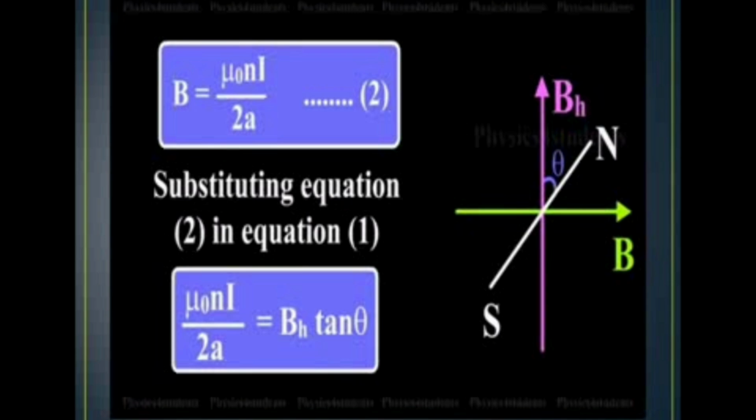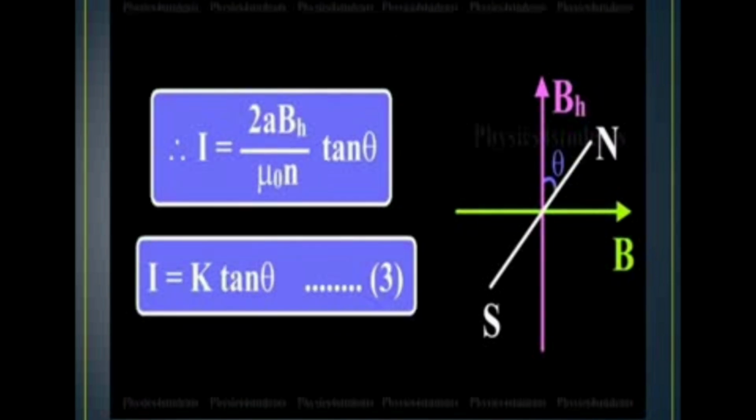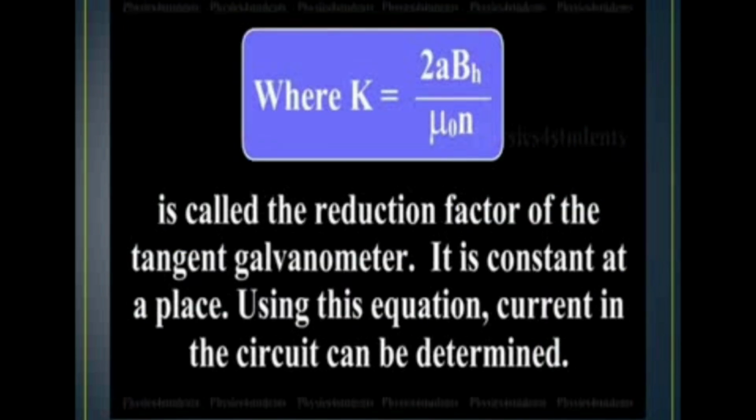Substituting equation 2 in 1, we equate the two equations. You will get mu naught n I by 2A equals BH tan theta. Both sides are B, so we equate the two values. Our current I equals 2A BH by mu naught n times tan theta, or I equals K tan theta, where K equals 2A BH by mu naught n. So instead of that value, we substitute the value K. That K value is called the reduction factor of the tangent galvanometer. It is a constant at a place.